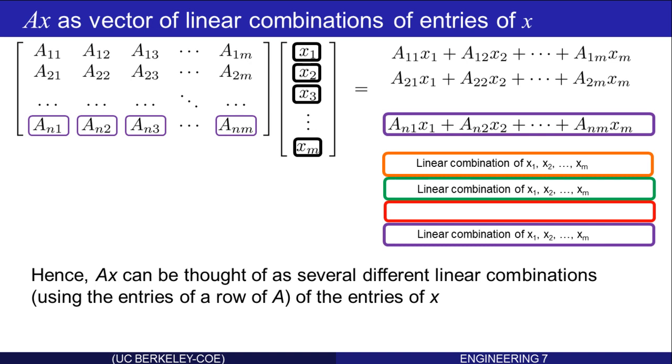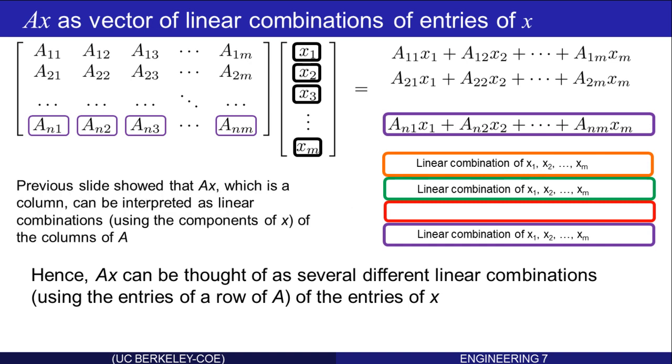Hence, AX can be thought of as several different linear combinations, using the entries of a row of A, of the entries of X. Contrast that to the previous slide, which showed that AX, which is a column vector, can be interpreted as linear combinations of the columns of A. And that's very apparent here as well. Here's a column of A times X1 plus a column of A times X2 all the way over to the mth column of A times Xm.